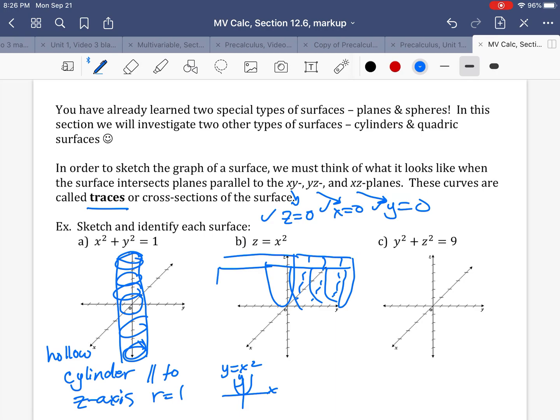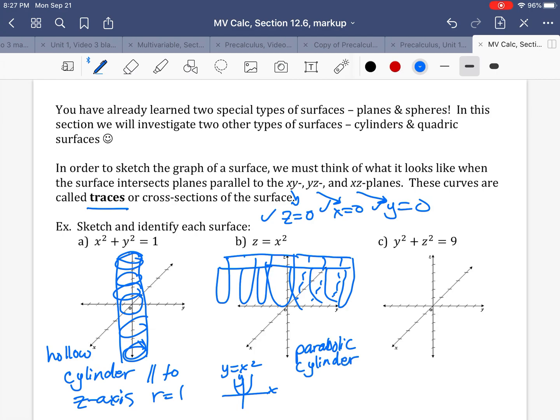Oh gosh, I kind of stink at this in regular drawing, and in 3D, with this Apple pen, it's even worse. But anyway, it's like a taco or a folded up napkin going along the y-axis, in a parabola shape the whole way. So this one is actually called a parabolic cylinder.